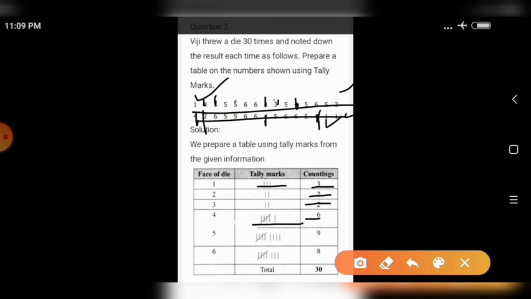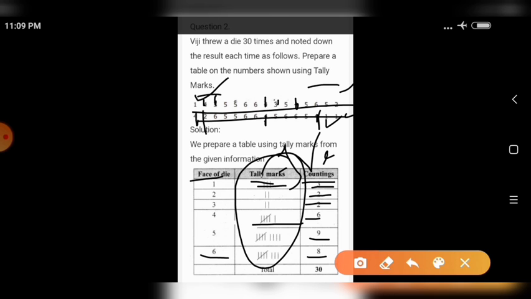And then 5, how many times? 9 times. And 6, how many times? 8 times. This is called a tally mark. In your question, prepare a table on the numbers shown using tally marks. First one is the number or face of the die, then the tally mark, and then counting or frequency.